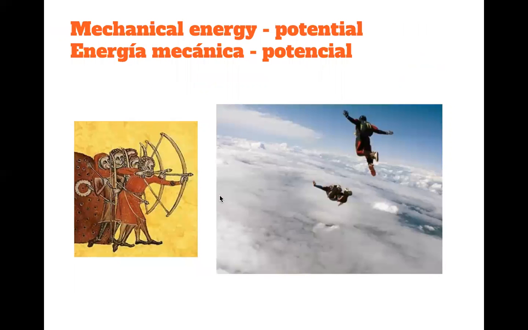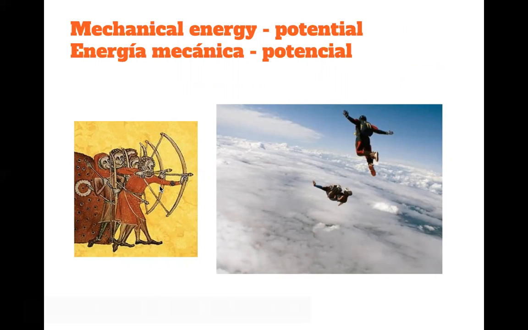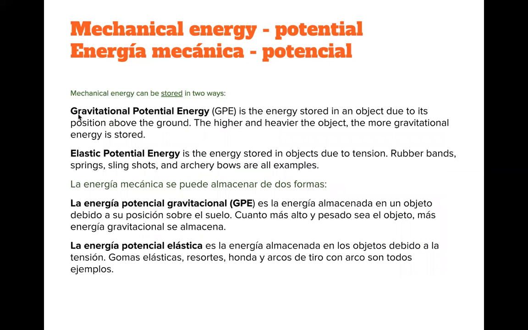So let's take a look at some potential energy, like this guy with a bow and arrow here, these people with bows and arrows. When they pull back the string, they give it potential mechanical energy. When they stand on the edge of the plane before they fall, they have potential mechanical energy. They're going to have a lot of energy when they step out of the plane. And these types of potential energy are due to either gravity or elasticity. So you have two types of mechanical potential energy: gravitational and elastic.